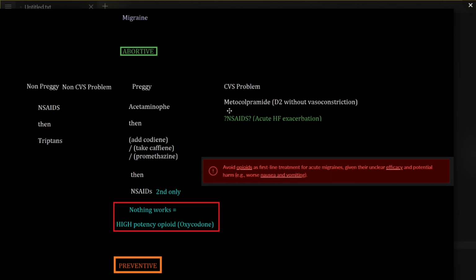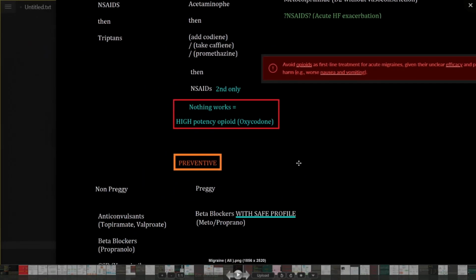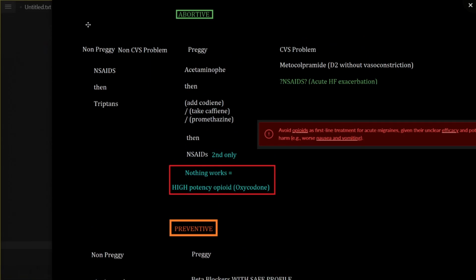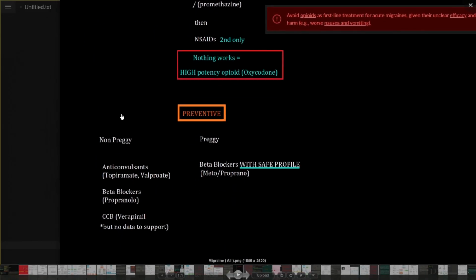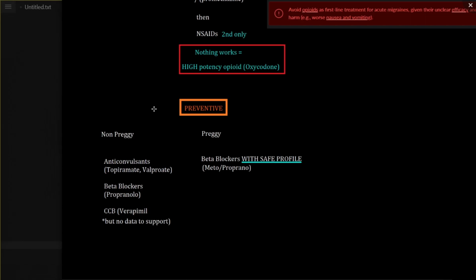You are going to give them metoclopramide instead. It has an effect on the dopamine D2 receptors, but will not cause systemic vasoconstriction. So this is the abortive stage. The preventive stage, the patient is symptom-free, but you want to prevent future attacks from occurring.